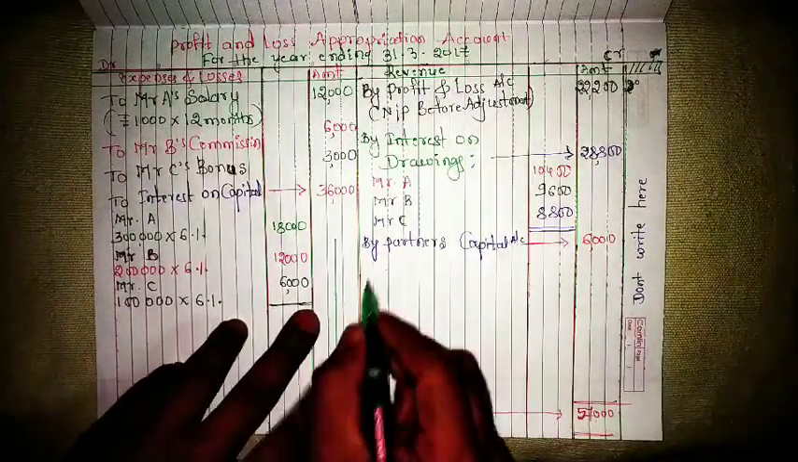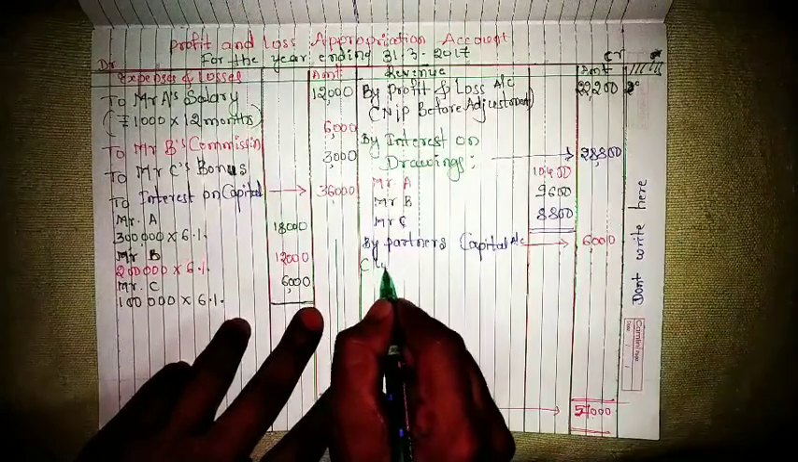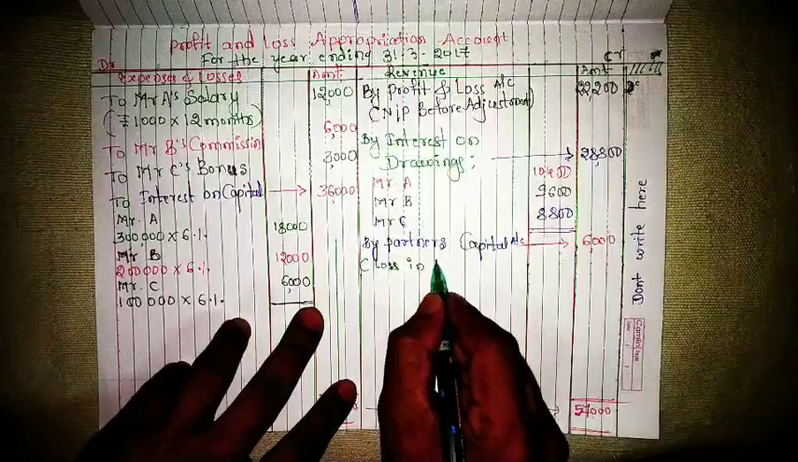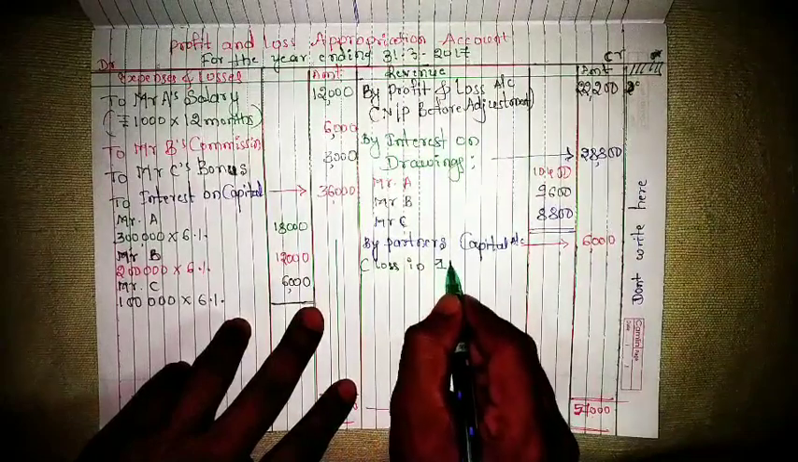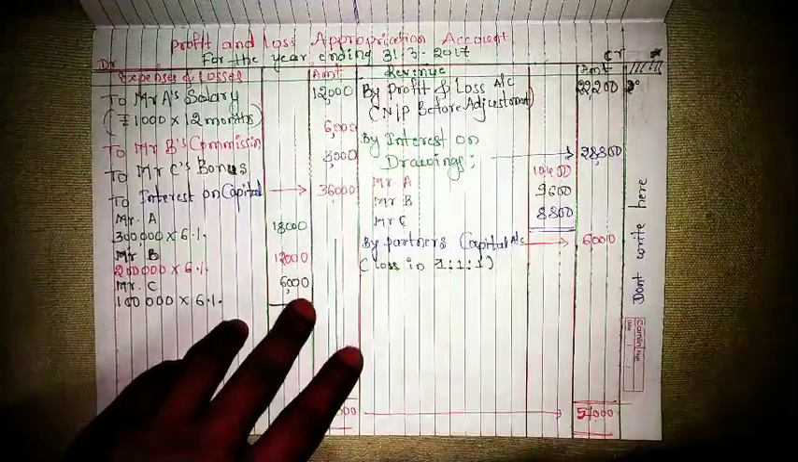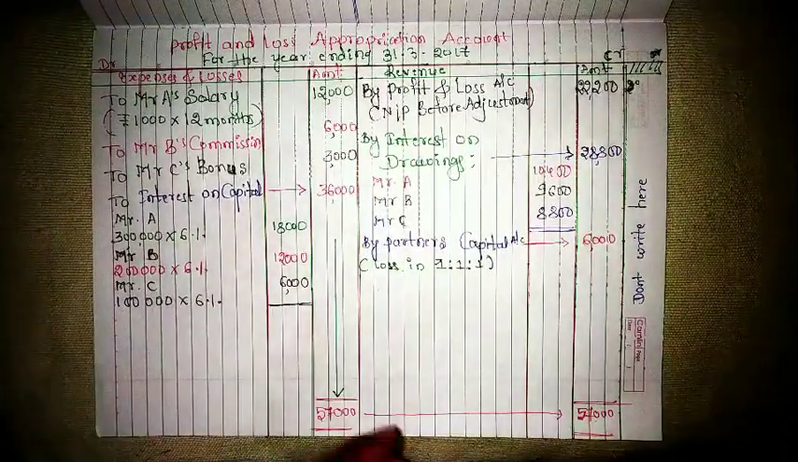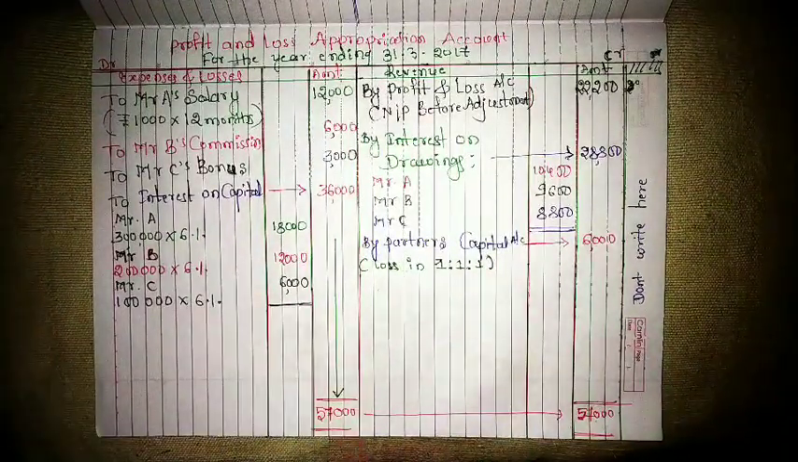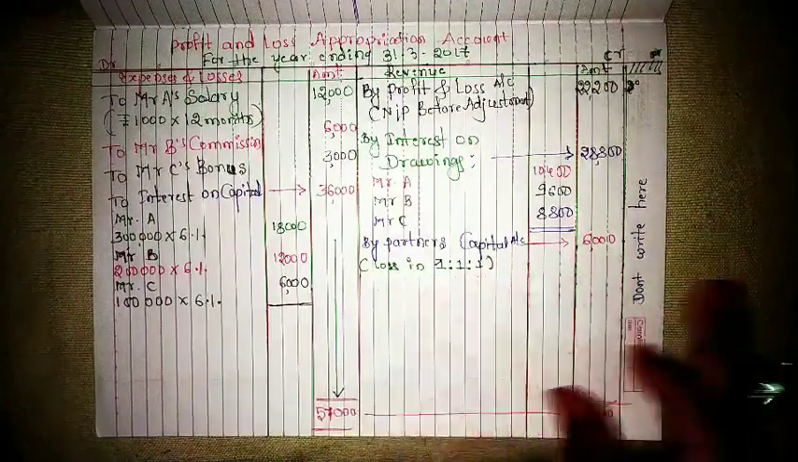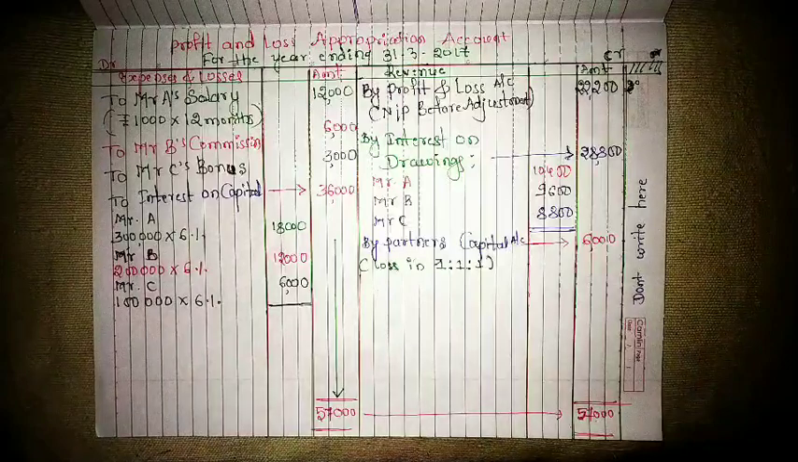But in this question, write here first, loss in 1:1. Why? In the question, profit sharing ratio is not given, then equal. There are 3 partners, that's why 1:1:1. Got it? Now, continue.